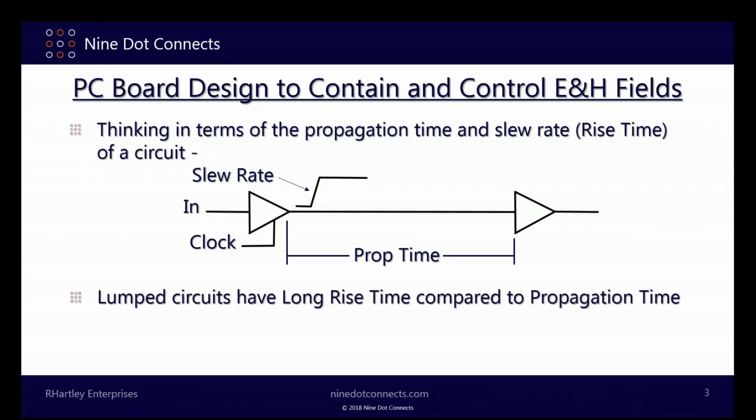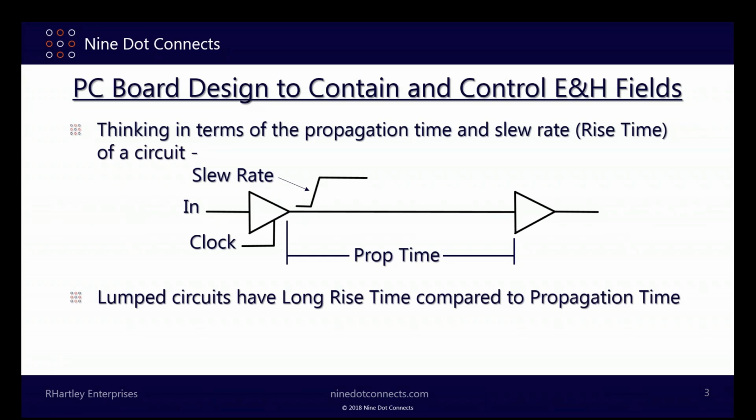So it's a function of how long the line is, not in terms of inches or millimeters, but in terms of how long it takes the energy to move down that line. Now, there is a direct relationship between the length in inches and millimeters versus the time, because energy in a circuit board travels at roughly half the speed of light, or about 5.9 to 6 inches per nanosecond, about 150 millimeters per nanosecond.